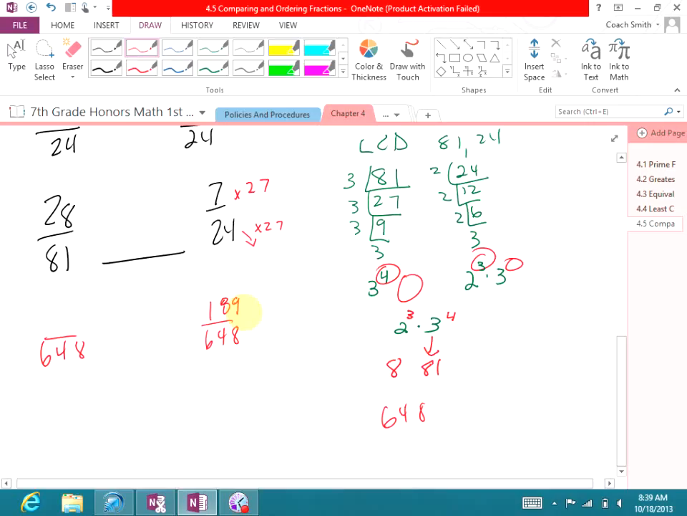Yeah, 189. Now the other one, what'd you do to 81 to make it 648? Well, that one's easy because it's right here. You took 8 times 81. And so when you multiply it together, you get 189. So that tells you that the 7/24 is larger.